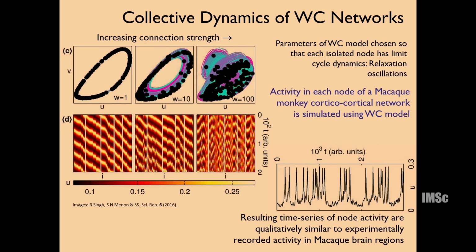If at this high connectivity you record the activity of a single Wilson-Cowan unit, it looks like this, which is pretty similar to what you would see if you stuck an electrode at any point in a macaque's brain and recorded a local field potential. The black dots are the instantaneous position of each Wilson-Cowan unit. This is U and this is V. This is an instantaneous snapshot, showing that they are all out of phase. There's no synchrony whatsoever. As the coupling strength increases, you get more and more desynchronized.